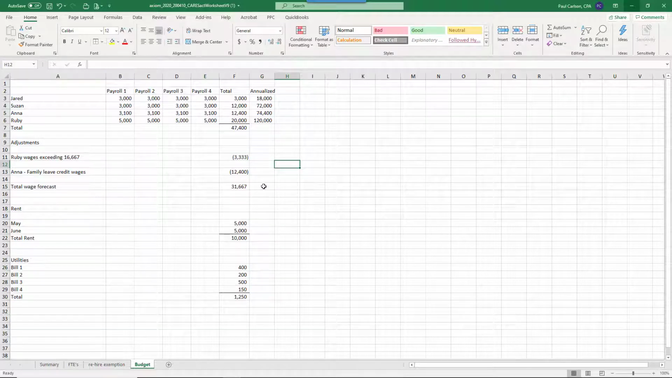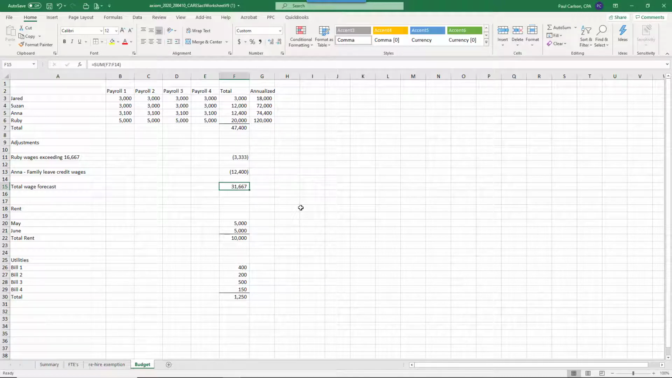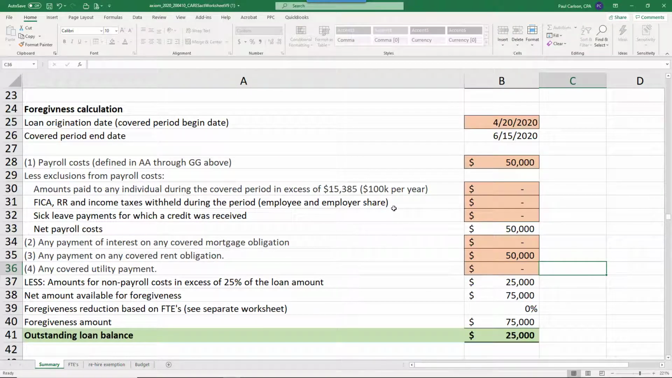With this, I just wanted to present an idea of how to calculate a wage forecast, a rent forecast, and an overhead or utilities forecast. There are pieces missing here. I don't have unemployment taxes or state unemployment mixed in. I don't have retirement. I don't have health insurance. We would add those pieces into this calculation. I just wanted to show an example starting point. So let's go look at the forgiveness calculator within this tool.